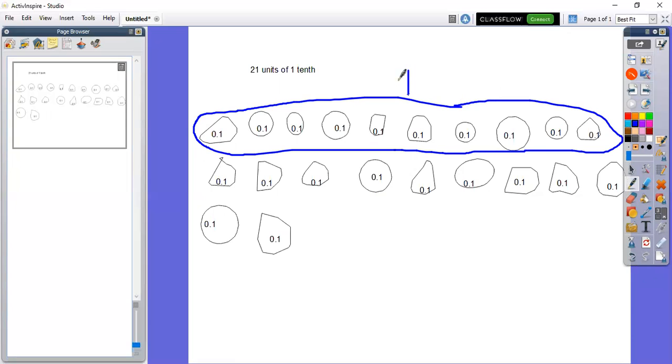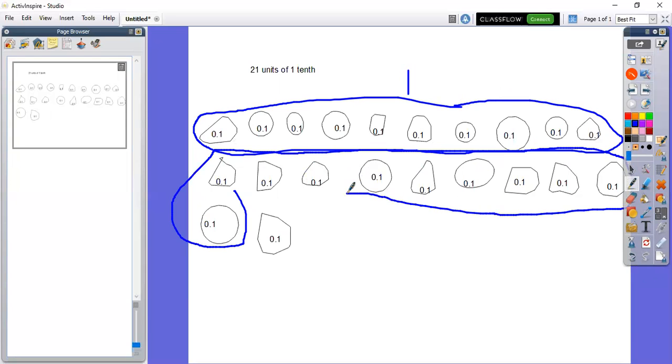Now, do we have enough to make another whole? Let's see. 1, 2, 3, 4, 5, 6, 7, 8, 9, 10. So these 10 can give us another whole. Now we have two wholes. And we have how many left? 1. So we have 2 wholes and 1/10. 2.1. Remember, wholes and then decimal point. How many tenths? We have 1/10 left that we can't group together.